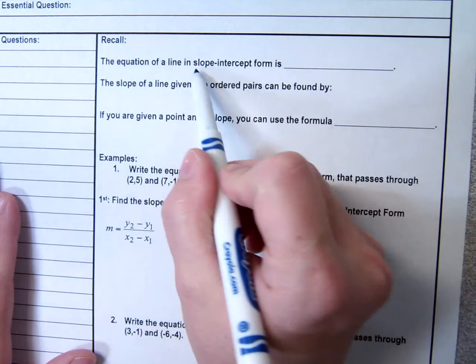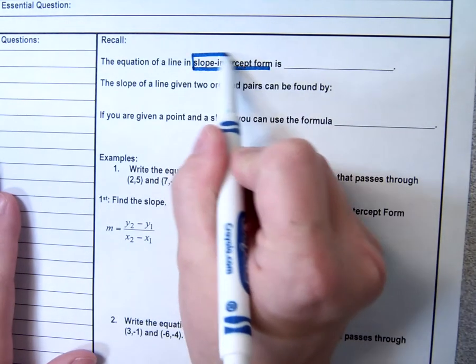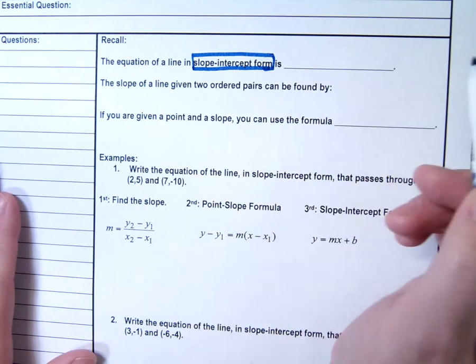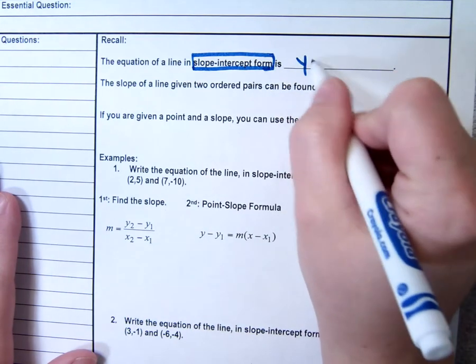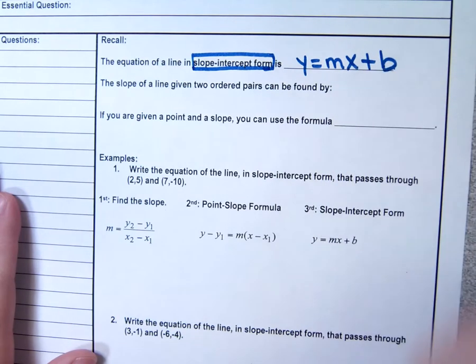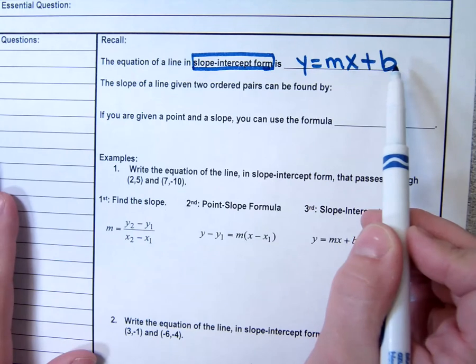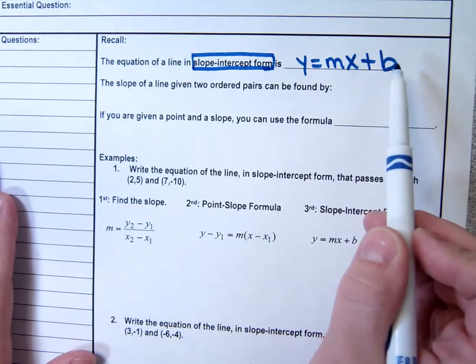The equation of a line in slope-intercept form is, so what does slope-intercept form look like again? Y equals mx plus b. That's slope-intercept form. This is typically how we want our equations to look once we're done with a problem.